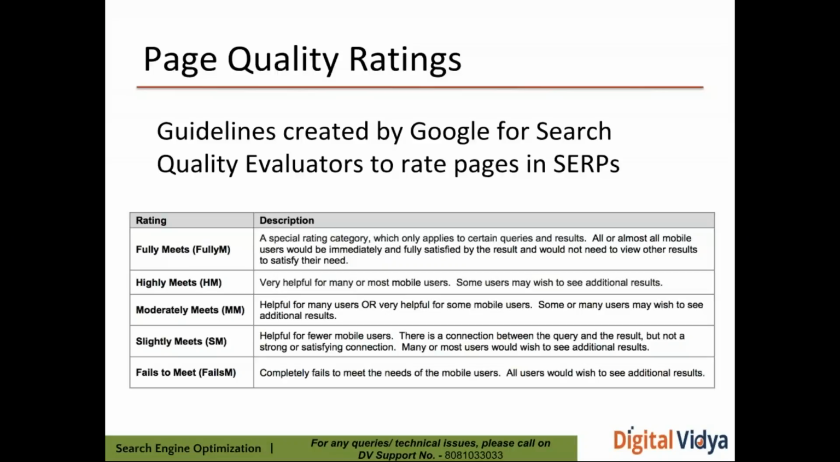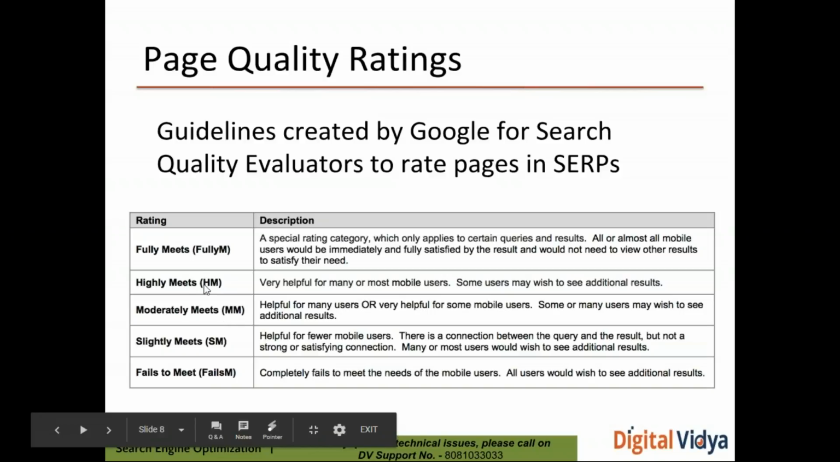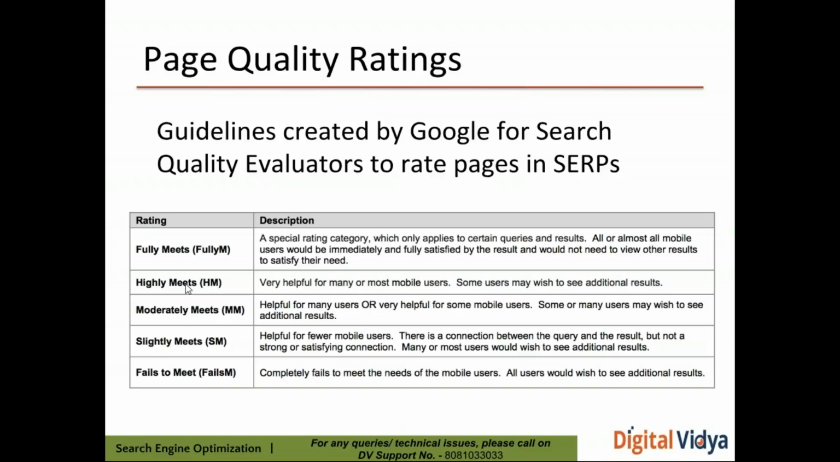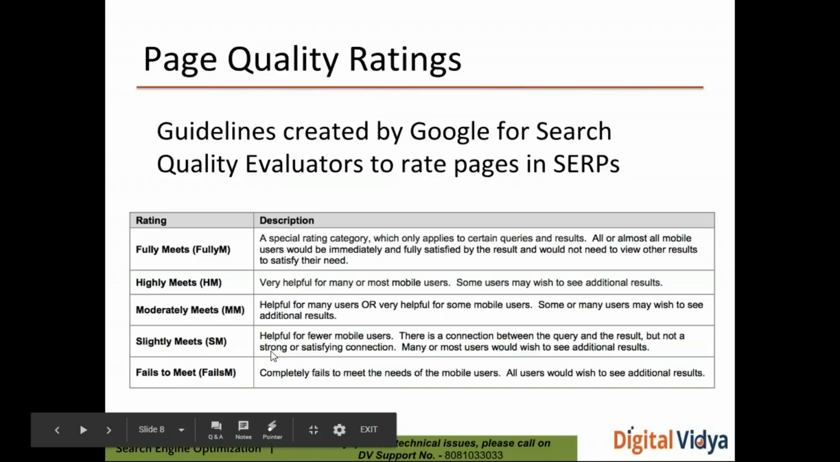Now, based on content, Google also assigns a quality rating to your page. We cannot see what rating Google has assigned. There is no way to see that, but Google broadly gives ratings out of these five ratings. Highest, fully meets, are obviously the ones that rank on top. Highly meets is below that. Moderately meets are average rank, and slightly meets and fails to meet obviously have a very poor rank or no rank at all, right?